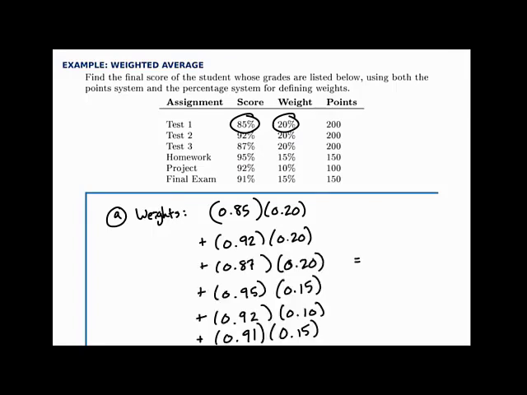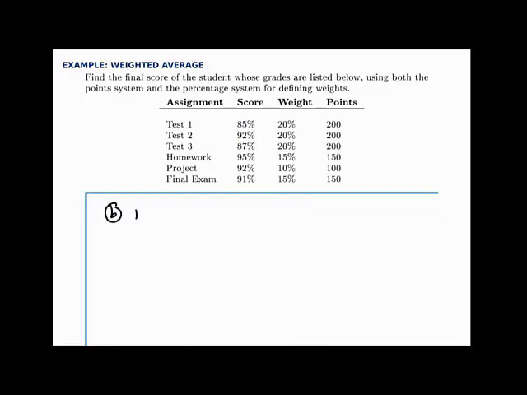So if we multiply all those and add them all together, the answer we get at the end is about 0.899, which works out to 89.9%. So on a standard 10-point scale, this student will be very close to an A, just under 90%.